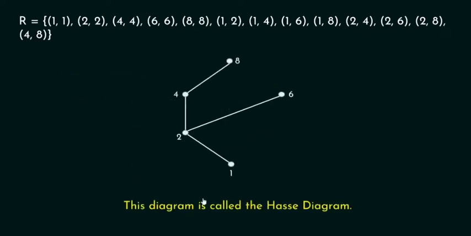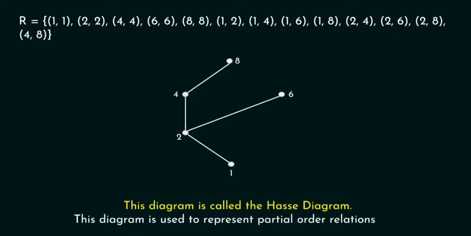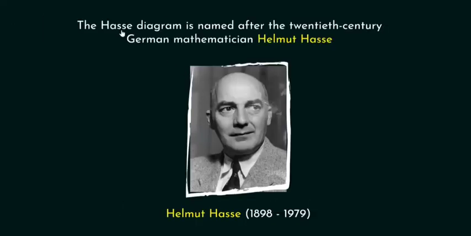And let me tell you, this diagram is called the Hasse diagram. Okay. Now this diagram is used to represent partial order relations with sufficient information. It must be well noted that this diagram is full-fledged. This diagram is used to represent partial order relations very well with sufficient information, right? The Hasse diagram is named after the 20th century German mathematician Helmut Hasse. Okay, you can see his picture.